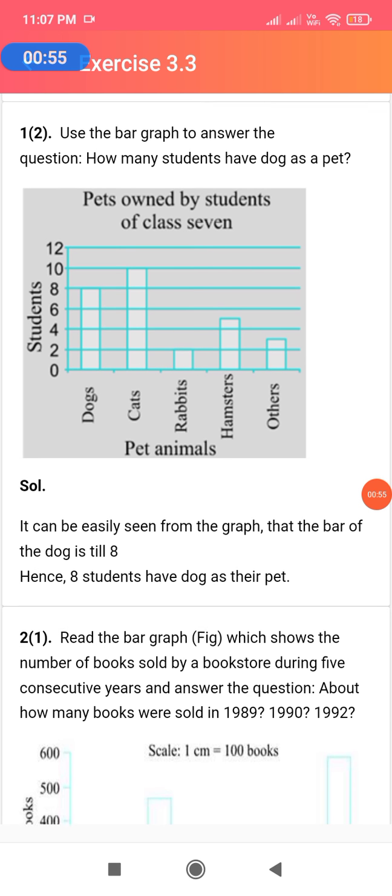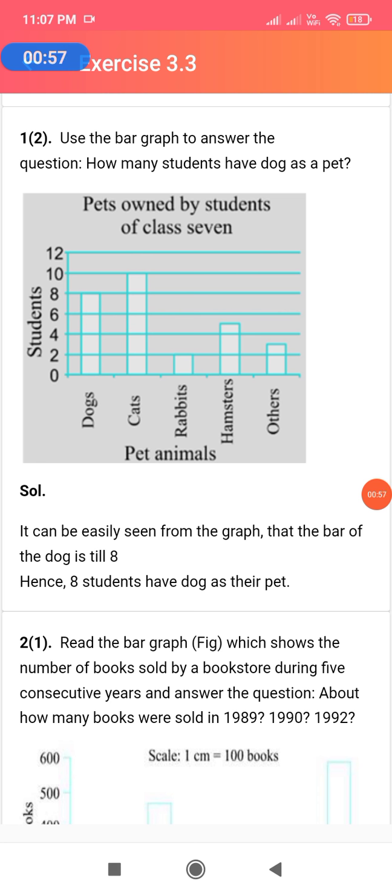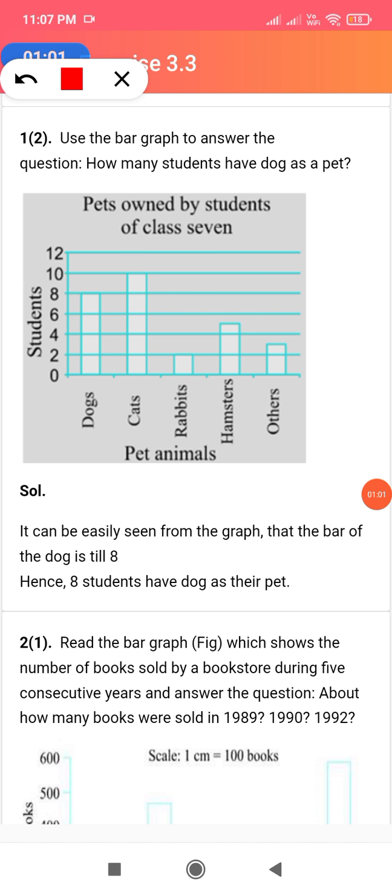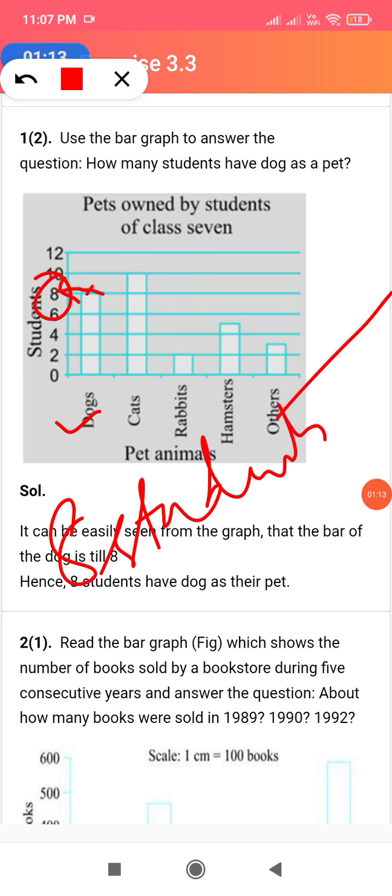Coming to the next question. How many students have dog as their pet? So, where is dog? Here we have dog and this is the range for dog. We have 8 students who have dog as their pets.